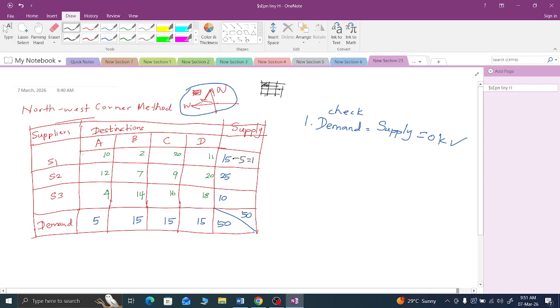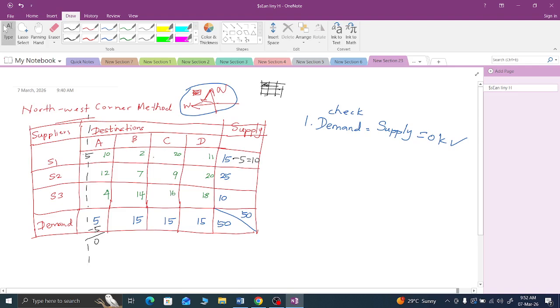Now its availability is 10. Here what I am giving is 5. So altogether this column is finished, right? So I am cutting this column, minus 5. Already 5 is finished, so this is 0. Now this row, this column is finished, right? So let's see here. It is finished.